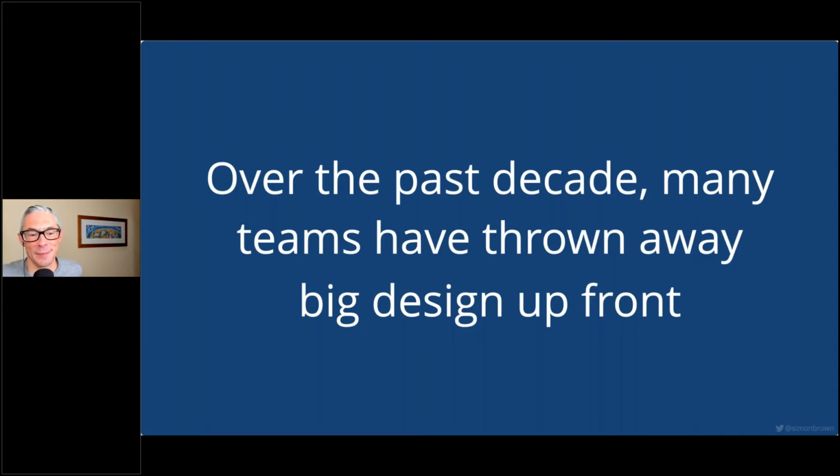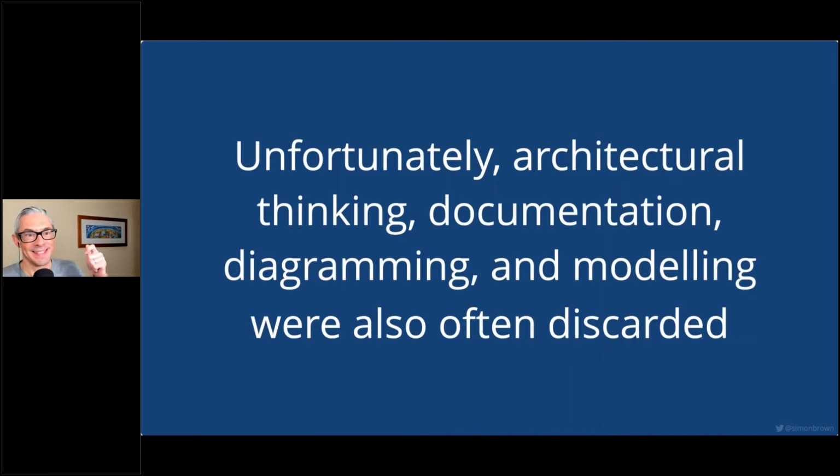So of course, back in 2001, the Agile Manifesto was created. And over the past decade, or really 2 decades, I guess, many teams have thrown away big design up front. Now that's a good thing, because big design up front is very wasteful, it's very speculative, and of course, we all know the problems with that. Unfortunately, many people also threw away architectural thinking, documentation, diagramming, modeling, and all of these things when they ditched big design up front, because they thought that they're not part of an agile way of working. And that's not the case, of course.